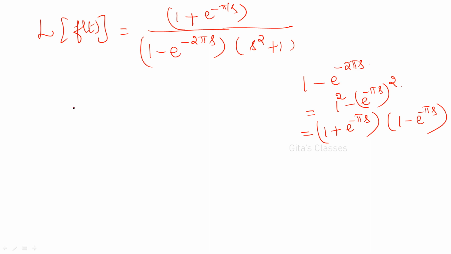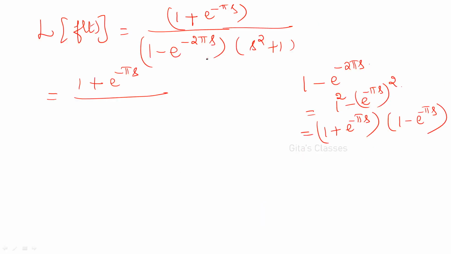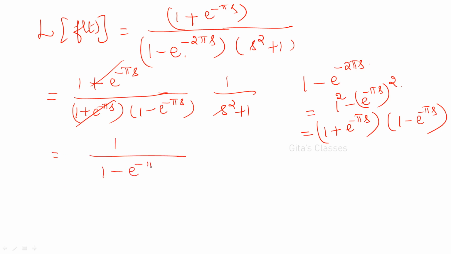So the numerator is 1 plus e power minus pi s. It is not minus pi by s, it is pi s only. Divided by this term, I have, as I have shown here, 1 plus e power minus pi s into 1 minus e power minus pi s, into 1 by s squared plus 1. Therefore, 1 plus e power minus pi s and 1 plus e power minus pi s will get cancelled. You will be getting 1 by (1 minus e power minus pi s) into (s squared plus 1). This is the answer for the Laplace transform.